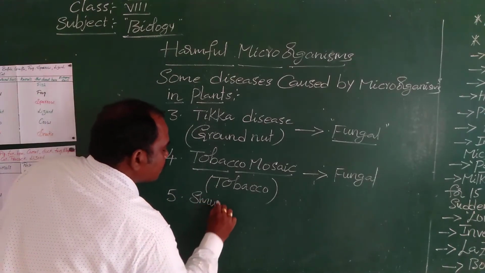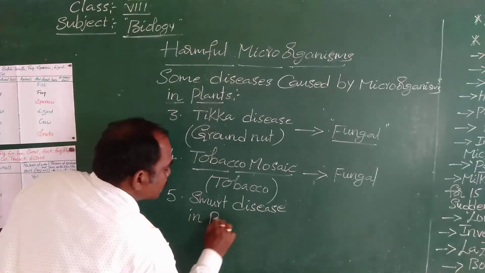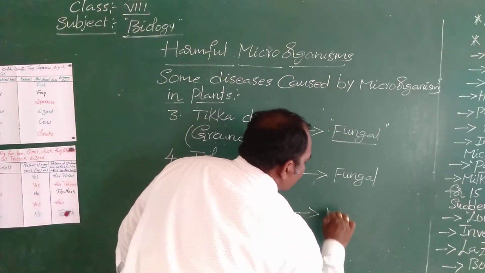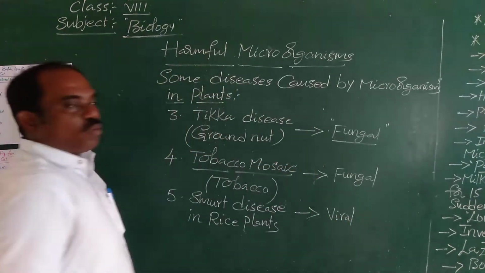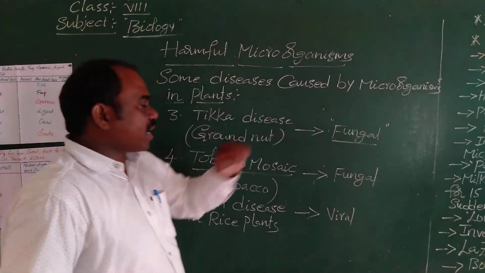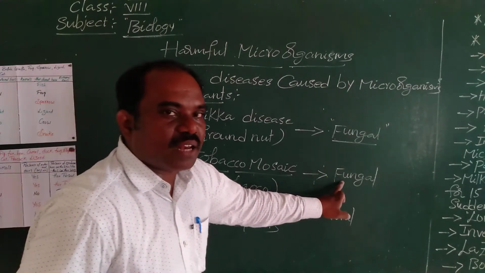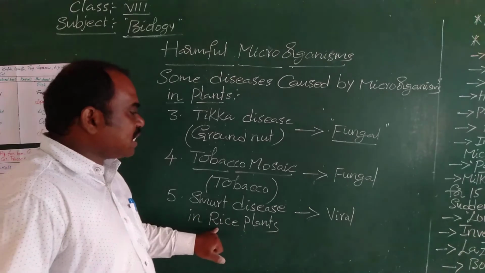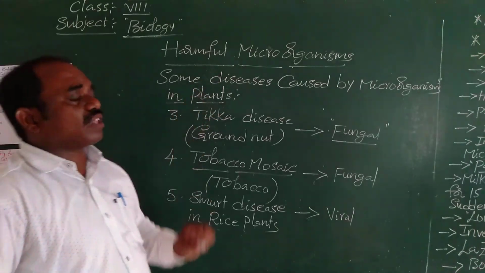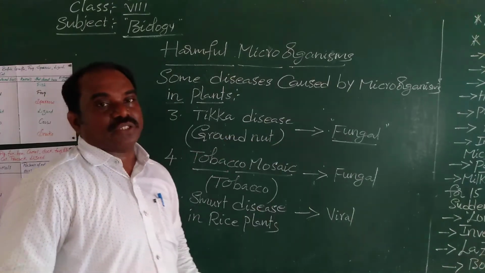Next, smut disease in rice plants. This is a viral infectious disease. Tikka disease in groundnut, fungal infectious disease. Tobacco mosaic in tobacco plants, fungal infectious disease. Smut disease in rice plants, viral infectious disease. These are some diseases caused by microorganisms in plants.